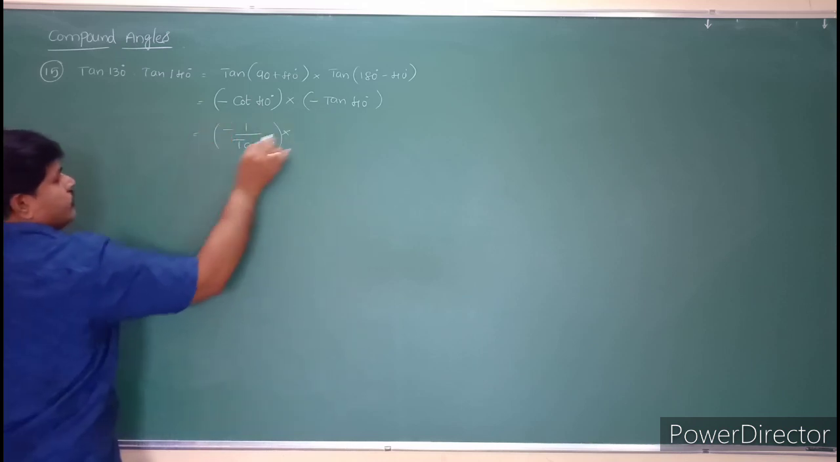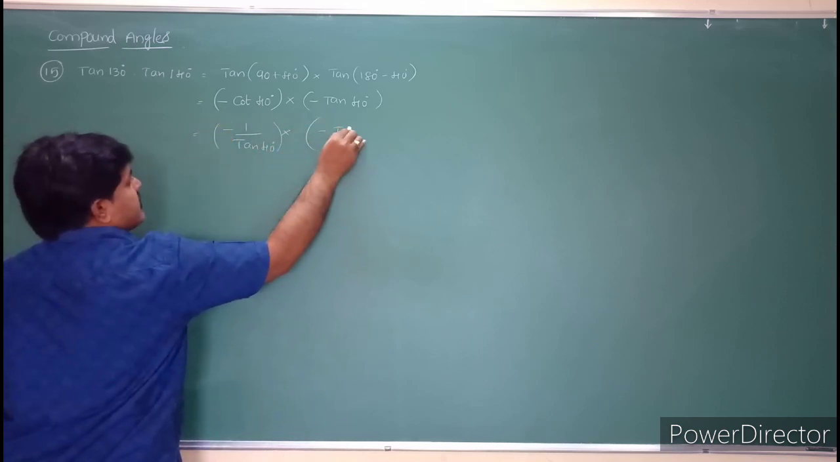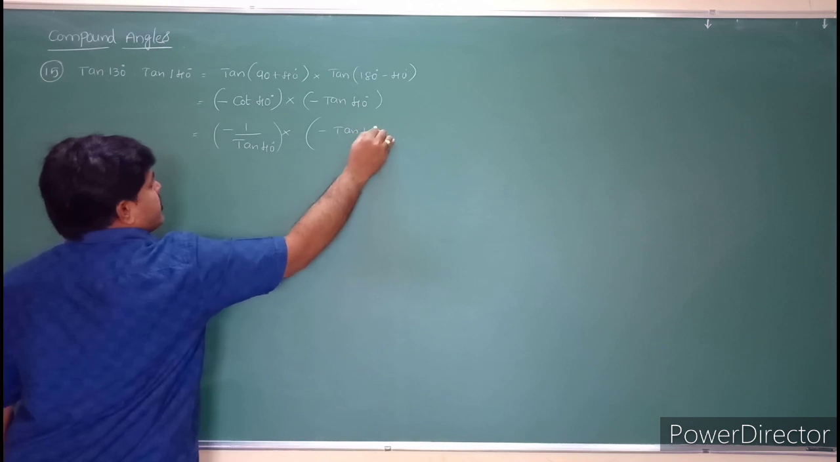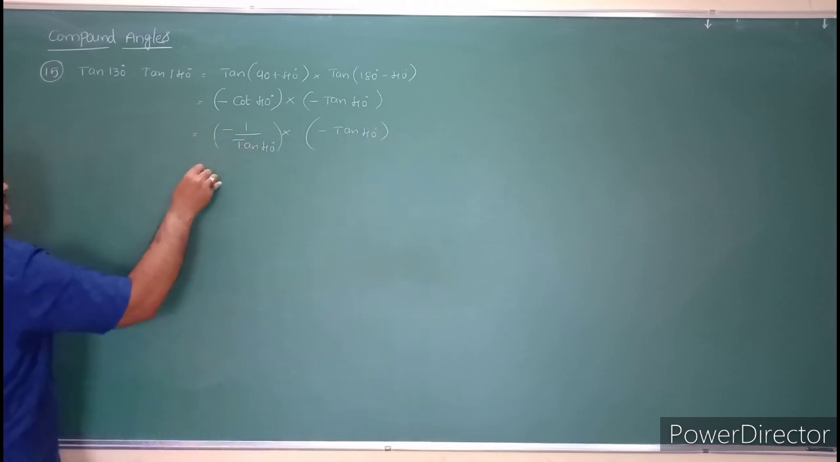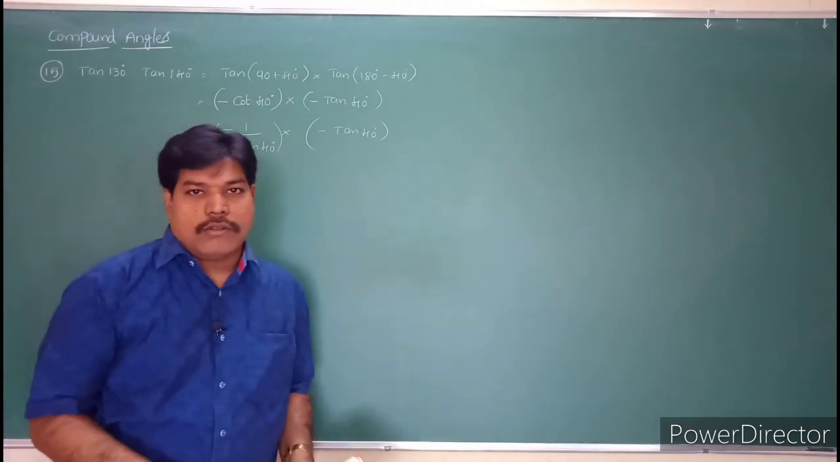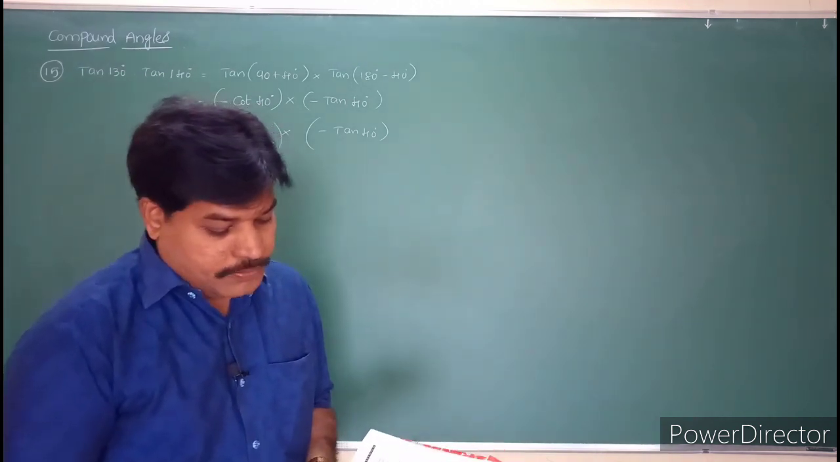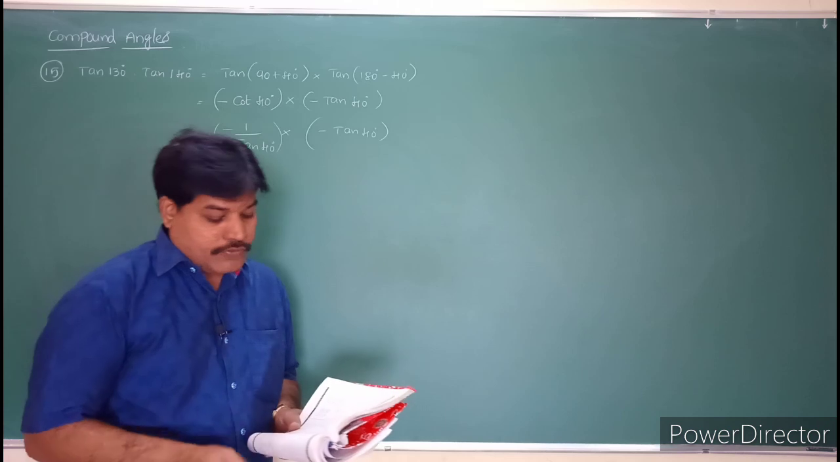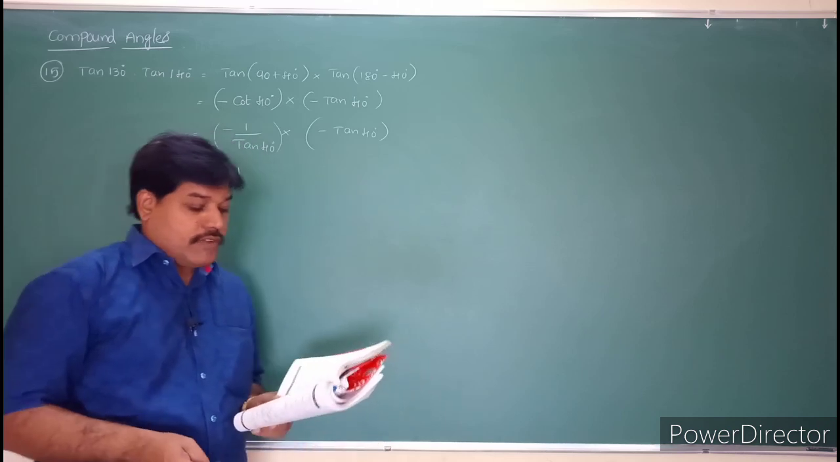Into minus tan 40 degrees. So minus will be cancelled, tan will be cancelled, it will become 1 only. Okay, so see that question, students. So see the next formula, next one. What is that value?